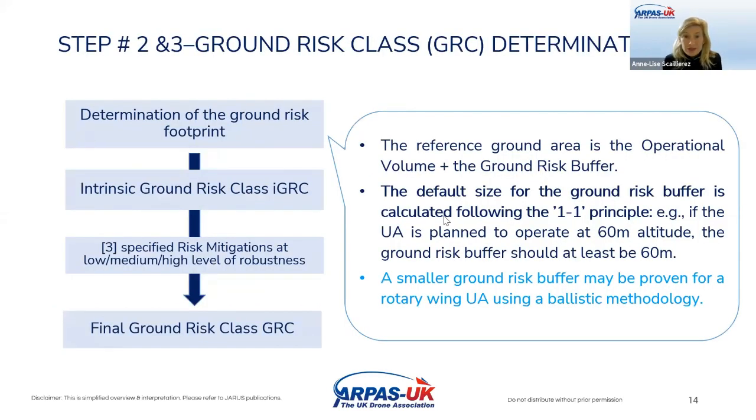So if we go into the ground risk class, you see in the bubble that the default size of the ground risk buffer is based on the one-to-one principle, which I guess everybody is familiar with now. So if you fly at, say, 60 meters altitude, then your ground risk buffer as a default should be 60 meters. It's also important to note that a smaller ground risk buffer may be proven for a rotary wing UA using a ballistic methodology accepted by the National Aviation Authority. And we'll go through an example of ballistic methodology accepted by the Swiss CAA at the end of the process.